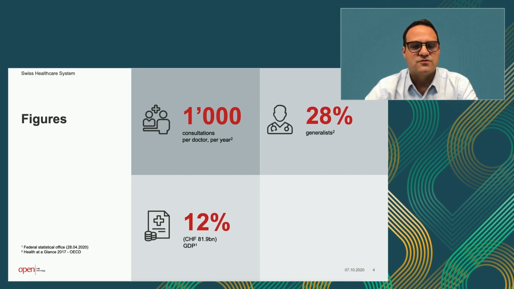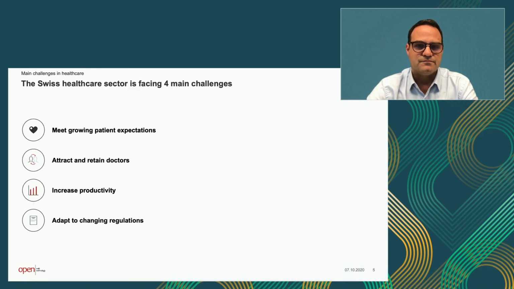But the cost for this is also very high. It's about 12% of our GDP. On top of this, households are paying a lot of money that is not covered by health insurance. They are also paying up to 28% of the costs of healthcare. So we have a few challenges that may be similar to other European countries, which are depicted here.